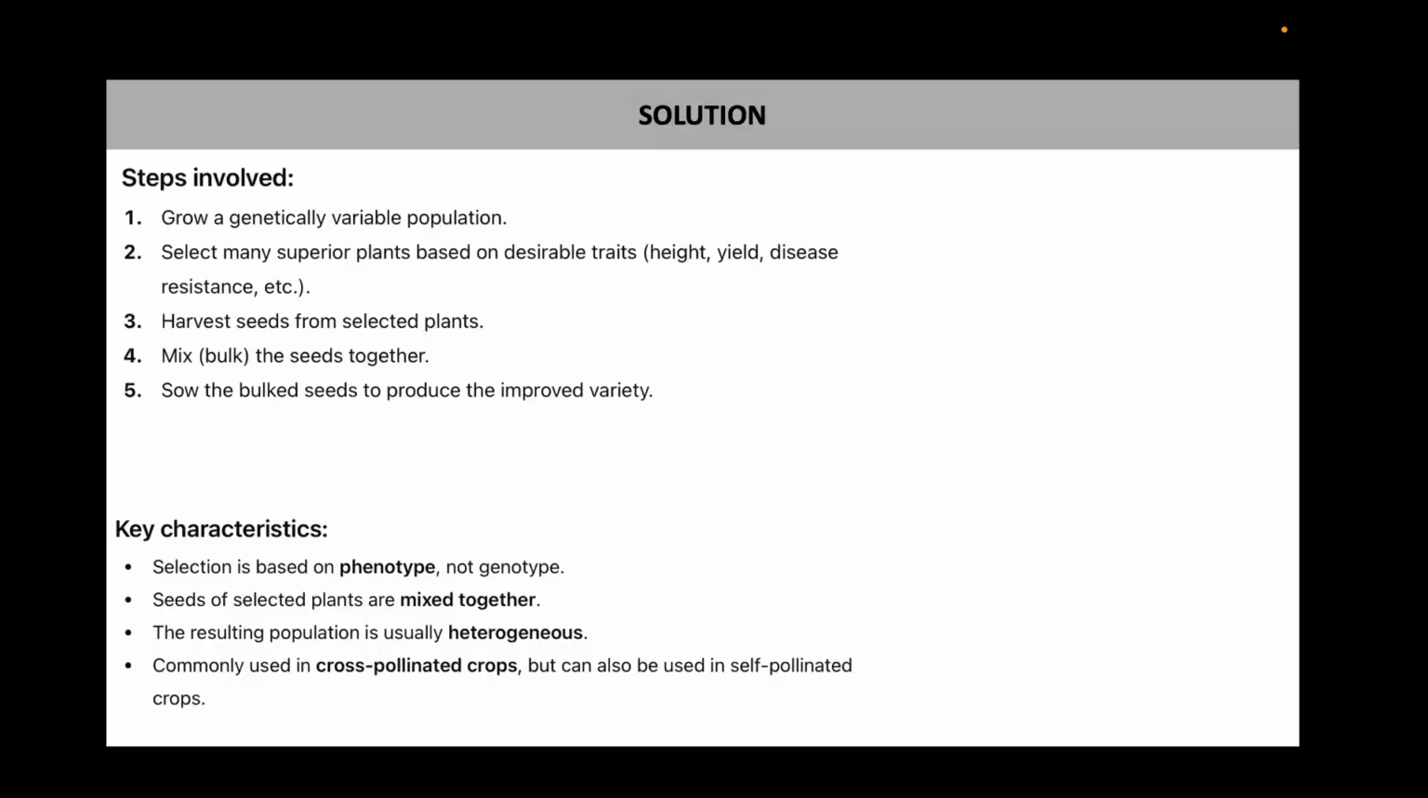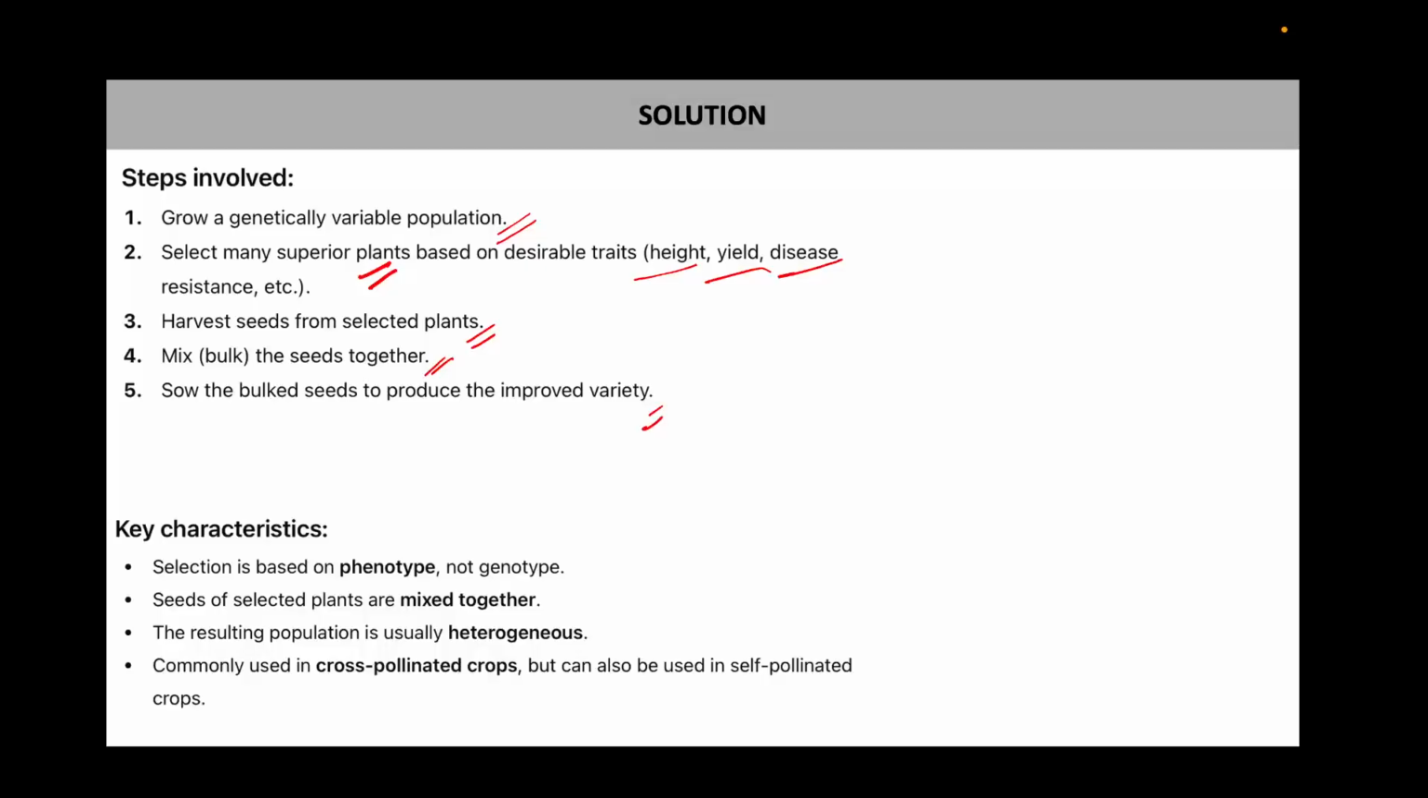Okay, so this again mentions the same thing here, that the steps are: a genetically variable population is first grown, and then many superior plants are selected on desirable traits like height, yield, and disease resistance. Then the seeds are harvested from the selected plants. They are bulked and mixed together, and then the sown seeds can produce an improved variety after growing multiple generations, after going through multiple selection procedures at different locations and different trials.